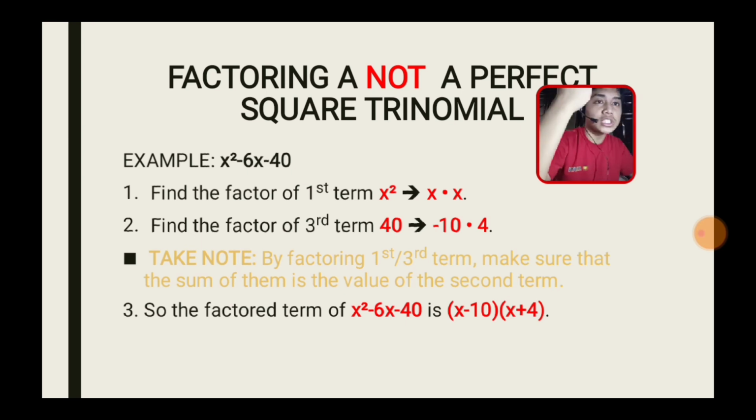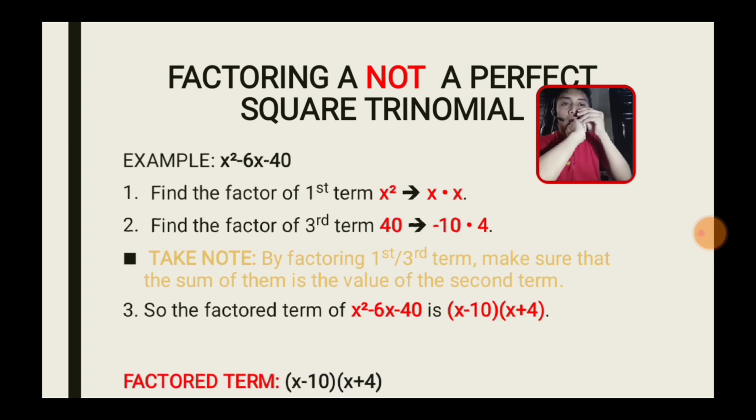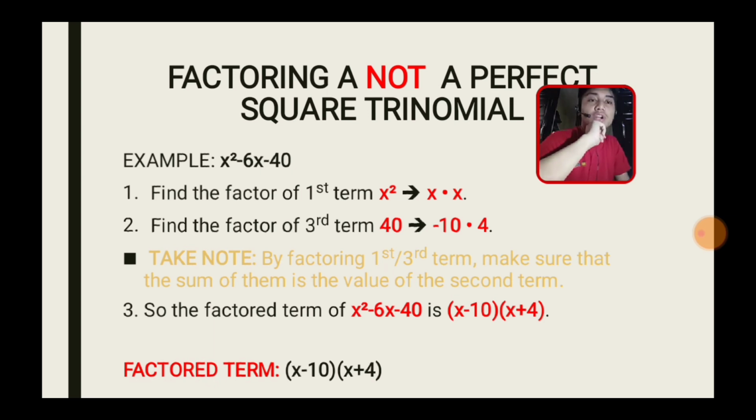So, nagsuma siya. Make sure you analyze carefully which factors to choose, because they add up to the middle term. Doon lang talaga mahihirapan sa simula, hanggang sa ma-master mo na, kahit nakapikit ka, kaya mo na yun. So, the factored form is x minus 10 times x plus 4.